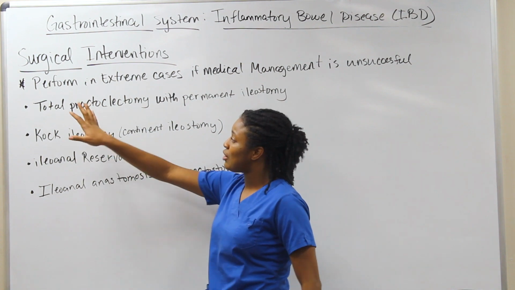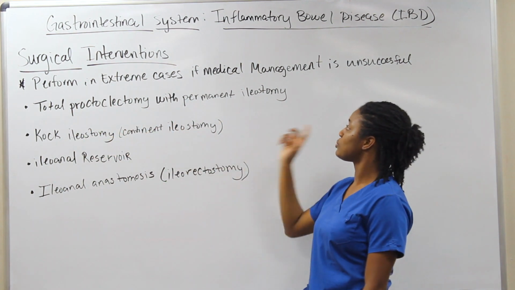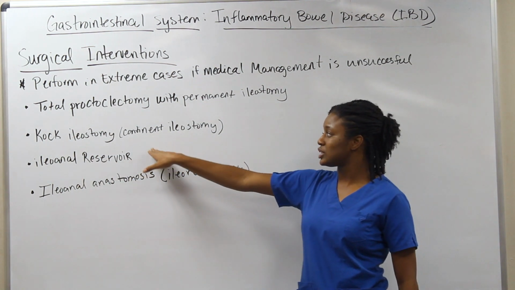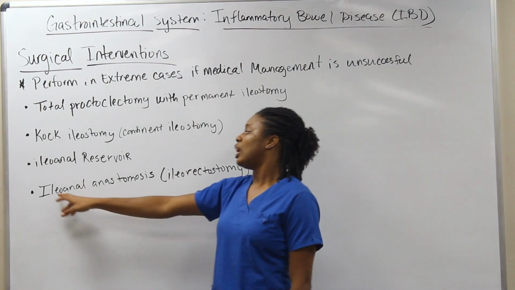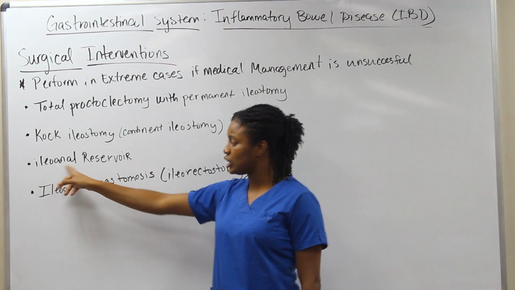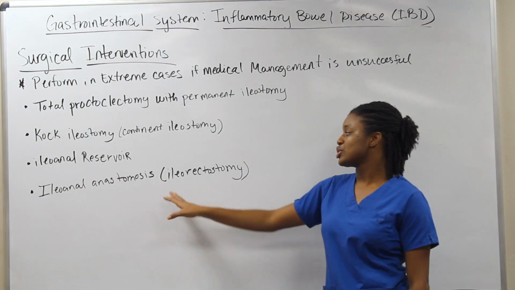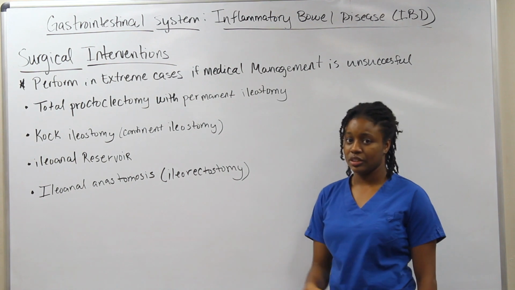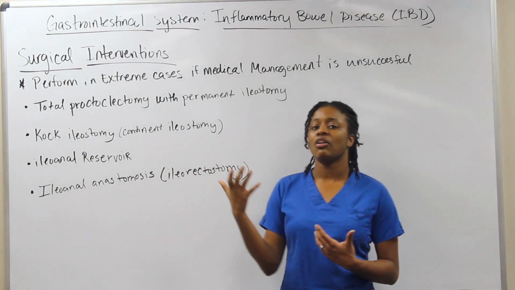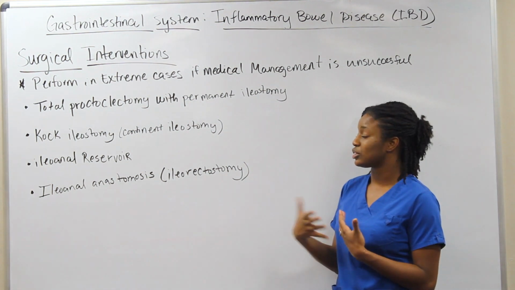So you have these different types of surgery. You have a total proctolectomy with permanent ileostomy. You have a Kock ileostomy, or continent ileostomy. That's the other name for it, but it's the same thing. Then you have ileoanal reservoir, and then you have ileorectal anastomosis, which is pretty much an ileorectostomy. All right, so now I'm going to go into detail letting you know exactly what these surgeries are doing, or what is occurring in these surgeries.